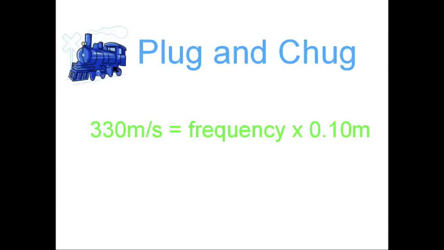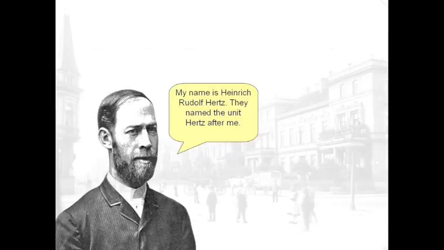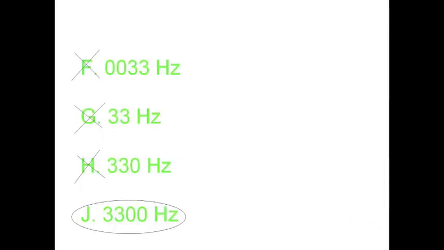Now we substitute our known information into the equation. We want to get frequency alone on one side, so we divide both sides by 0.10 meters, which gives us 3,300 hertz. The unit of frequency is hertz. The unit hertz was named after a 19th century German physicist, Heinrich Rudolf Hertz. The answer choice equal to 3,300 is answer choice J.